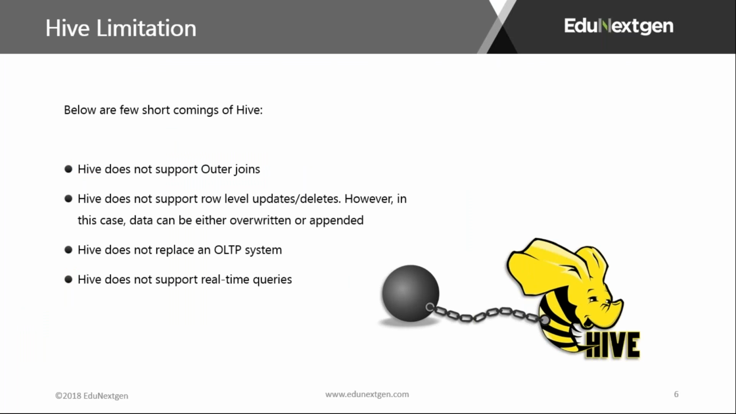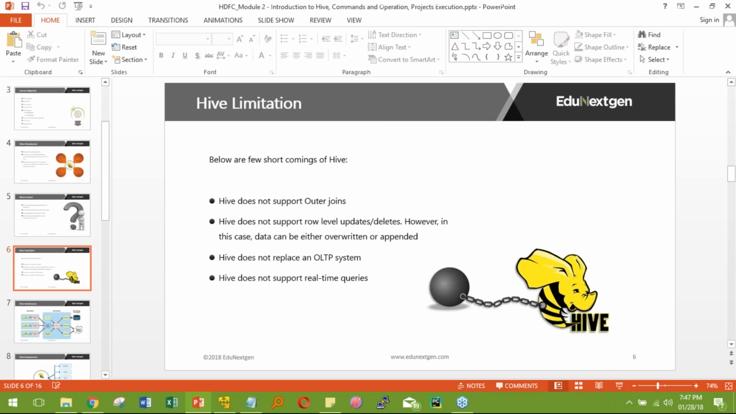Hive does not support row level updates and deletes. Okay, fine. Next, Hive does not replace an OLTP, right? OLTP means online transaction processing. So it can't replace an OLTP system. And the last point, Hive does not support real-time queries. Guys, I'm expecting some response for these two points: Hive does not replace an OLTP system, and Hive does not support real-time queries. So just give me an example of an OLTP system or a real-time query. Anything guys?